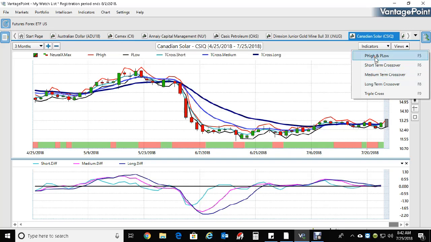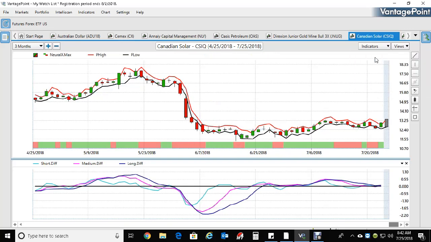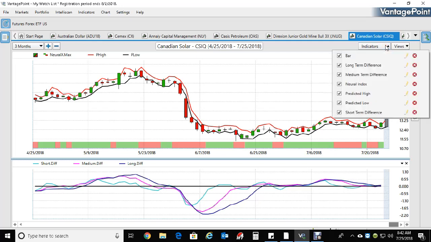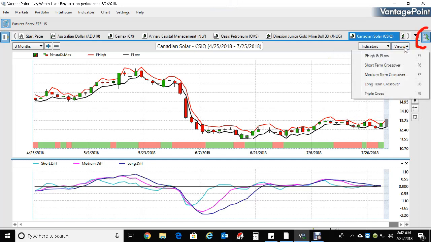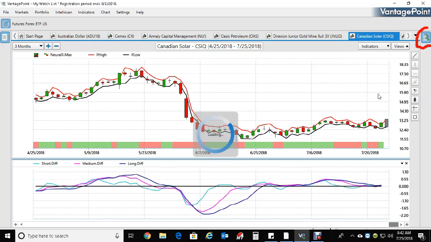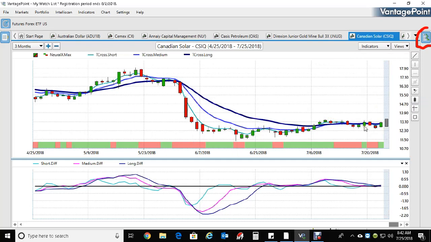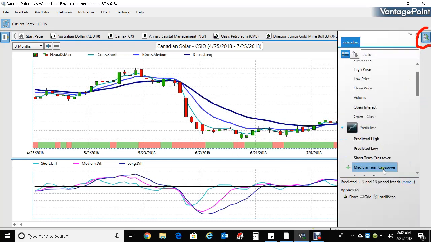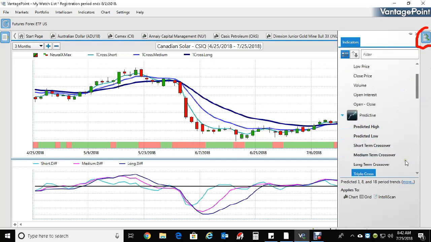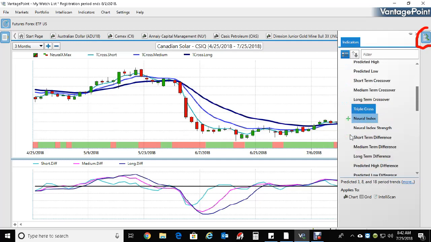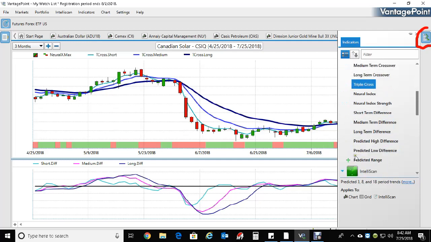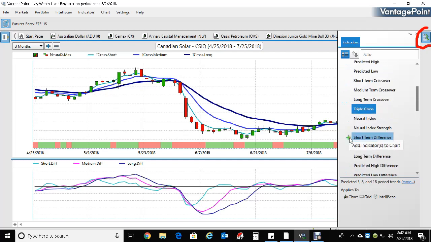And basically then this is the triple cross. Then you come over here to the indicators. Yeah, triple cross was right there. Okay. Now, if I wanted to see predicted high and lows in there, I would simply click on high and low. Yeah, you're going to add. Yes, exactly. It's not packaged together. I would have to click on it.